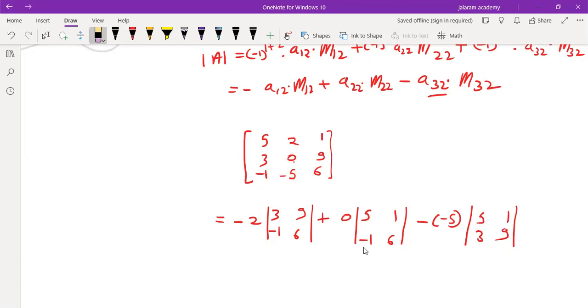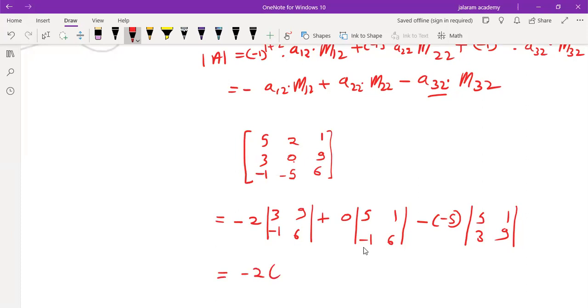Check it once. 2 into minus, as it is the element of second row, first column. The sum of the suffixes is 1 plus 2, 3, so it is odd. So minus 1 to the power odd is minus, into the element 2 into the determinant obtained by deleting first row, second column: 3 minus 1, 9, 6. Right. Plus 0 into 5 minus 1, 1, 6. Minus of minus 5, again minus plus minus will be odd. So check whether it is giving the same answer or not.